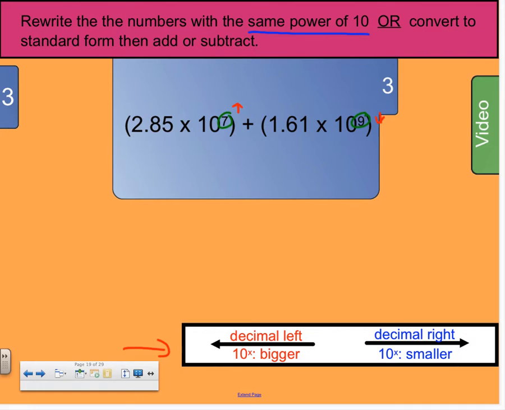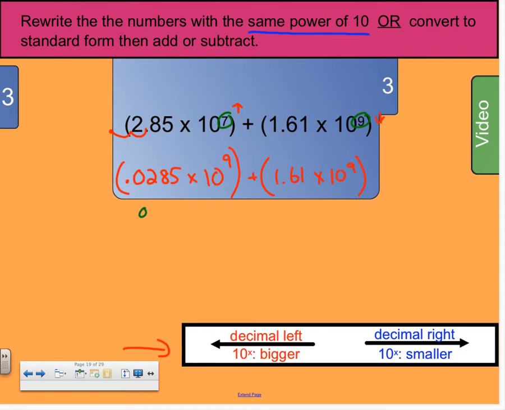So to make this into a 9, I've got to move it up 2 times, up to 8 and up to 9. Therefore, I have to move this over 2 times, 1, 2, and I'll be left with 0.0285 times 10 to the 9th, and then all of this added, of course, to 1.61 times 10 to the 9th.